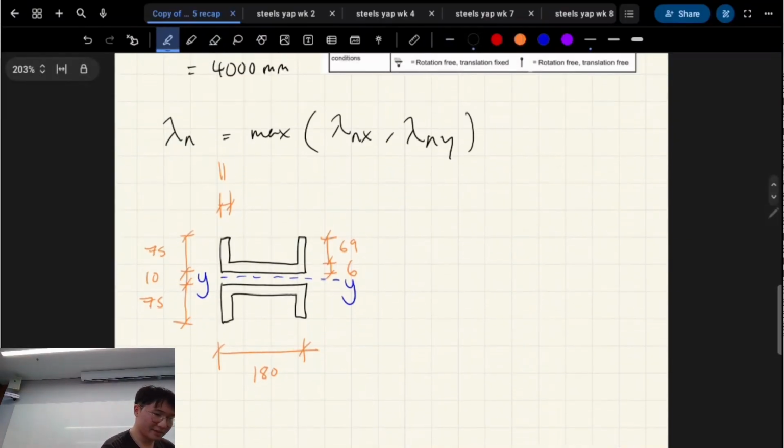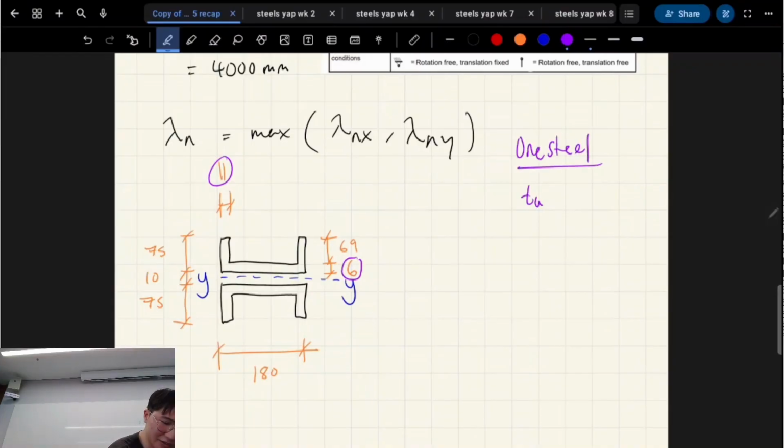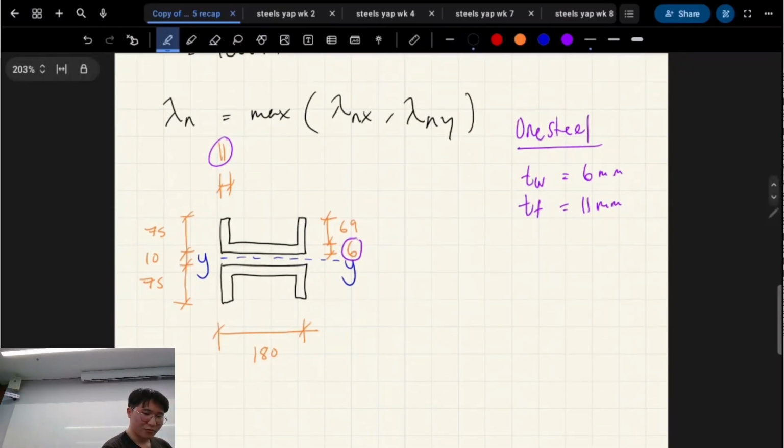By the way, these numbers, 6 and 11, are from OneSteel. OneSteel can give you tw and tf. So flange 11, web 6. What we have to find, let me tell you the rabbit hole we're going to go down right now, is the slenderness in the weak direction, which is YY. How do we get that?